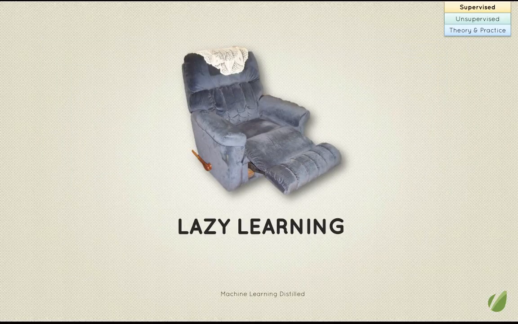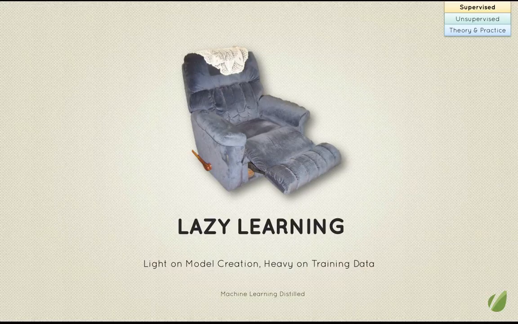As we conclude this section, I want to talk a little bit about lazy learning. Lazy learning is a description for the kind of model that the GRNN is. Basically, it's very light on model creation, but heavy on training data. We don't do a lot of heavy lifting on the front end, but we do it whenever we have to do classification or regression. The model is cheap to create because it's mostly just all the training instances.